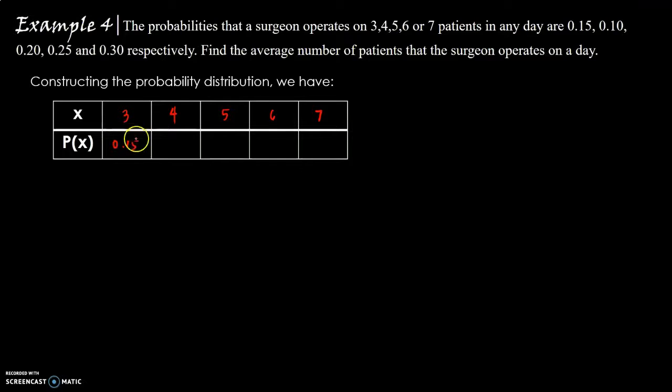And their corresponding probabilities are 0.15, 0.10, 0.20, 0.25, and 0.30. Okay, so now that we are done with the probability distribution, we can proceed now to our solutions.